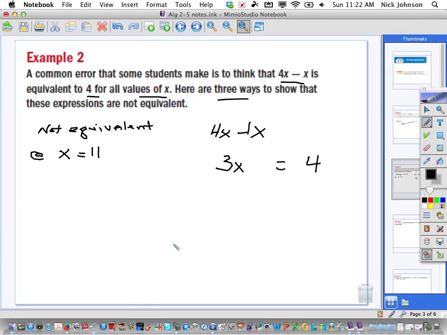No. Okay? How do I know that? Well, if I say x equals 2, 3 times 2 is 6. Does 6 equal 4? No. So there's another way to show that they're not equivalent. This is what we call using our properties. Okay?